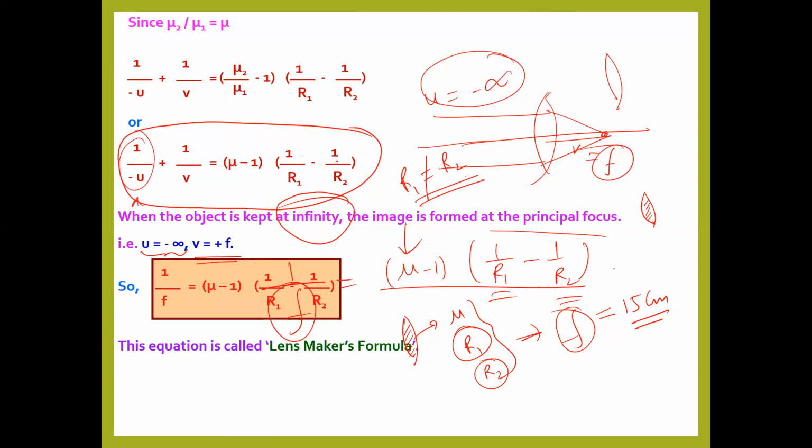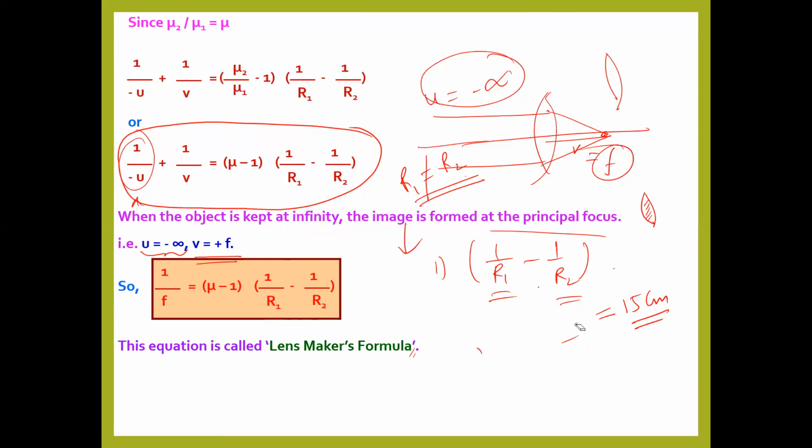So we can build a lens of our requirement using this equation. That is why this equation is known as the lens maker's formula. So this is a very important equation: 1 by f equals mu minus 1, into 1 by R1 minus 1 by R2. You have to remember this equation.